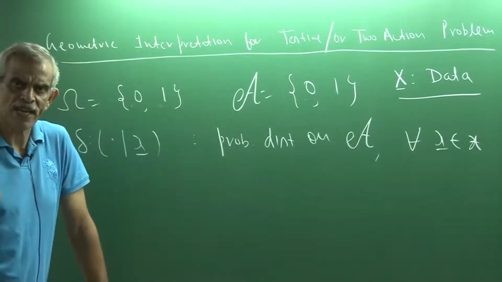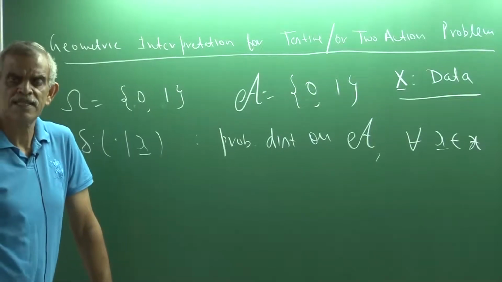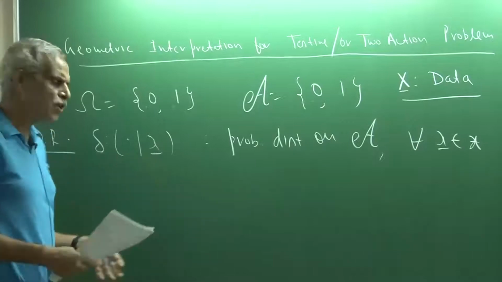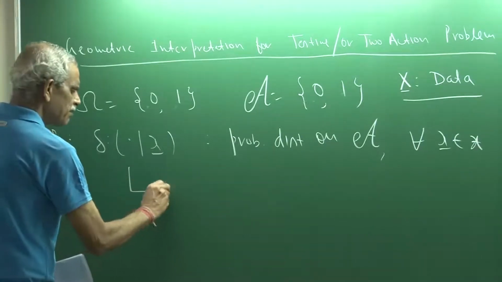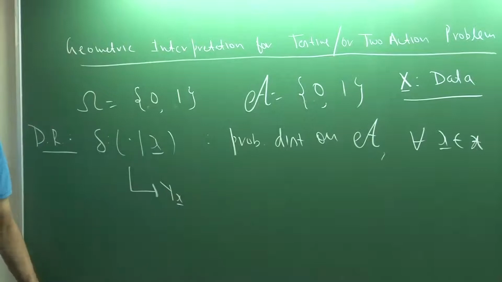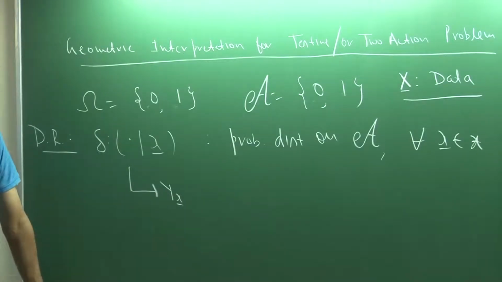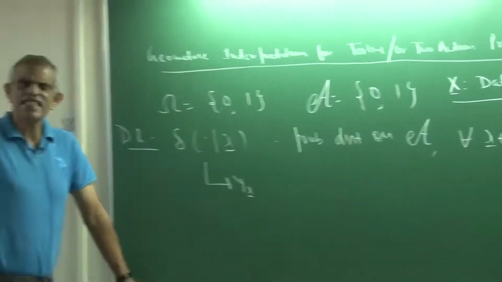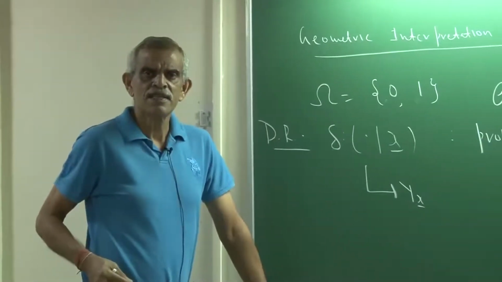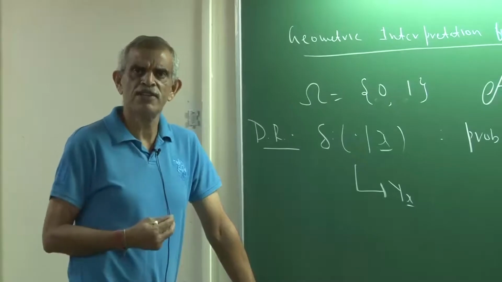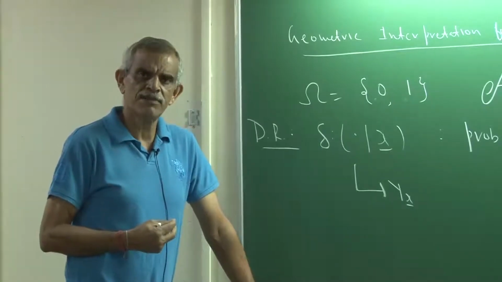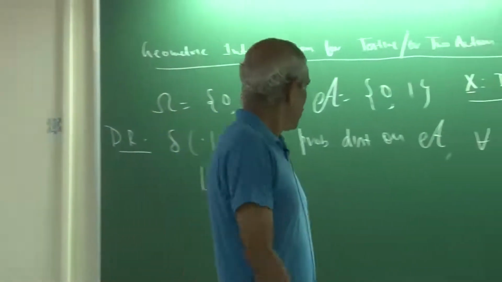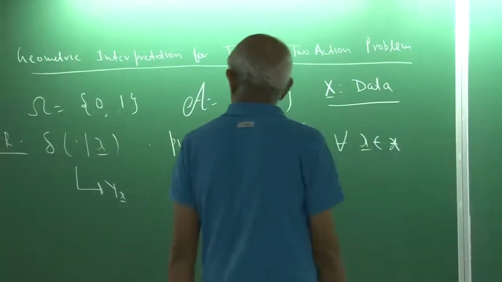So that means once you observe x, you don't immediately take the action. You go for some kind of randomization, which is equivalent to observing one random variable Y_x. And then whatever is the observed value of Y_x, that you take as the action. Now if Y_x is a degenerate random variable, that corresponds to a situation where you are dealing with non-randomized decision rules. So that's a general definition of delta given x.